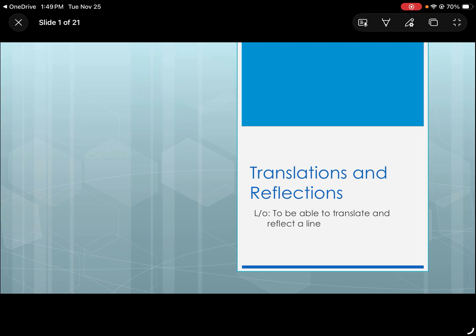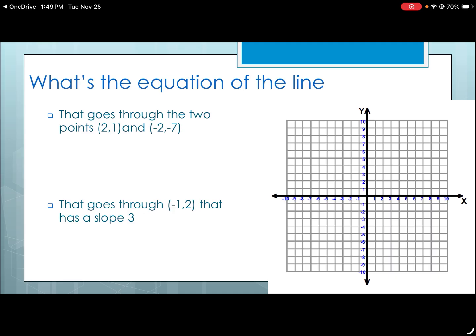Before we do that though, let's go through a starter. So what's the equation of the line going through these two things? Have a go and then let's talk about it. And you can use Desmos for these. I just have this graph on the right for the sake of it.